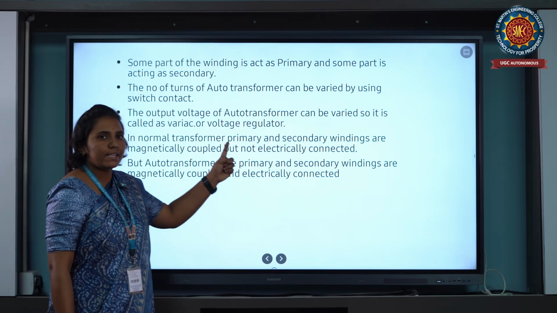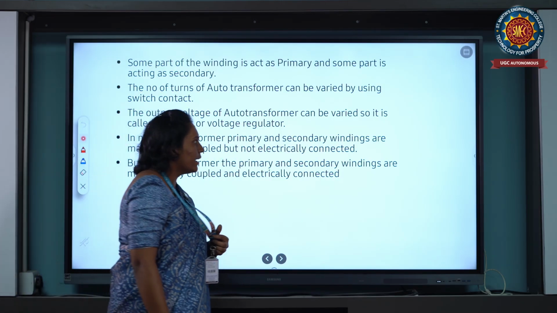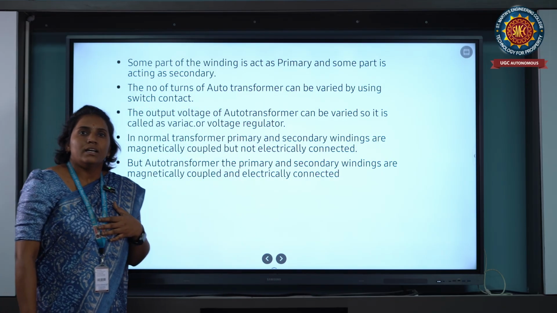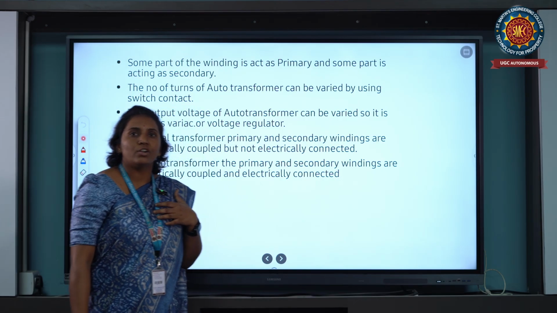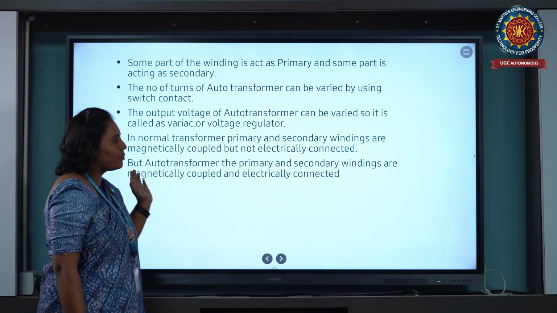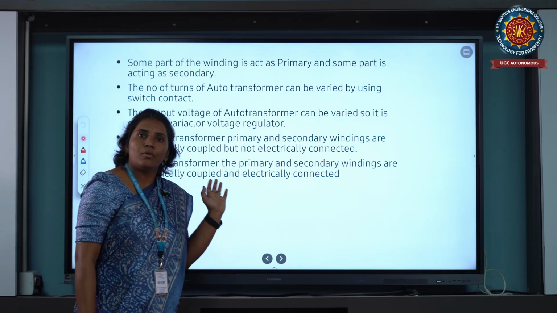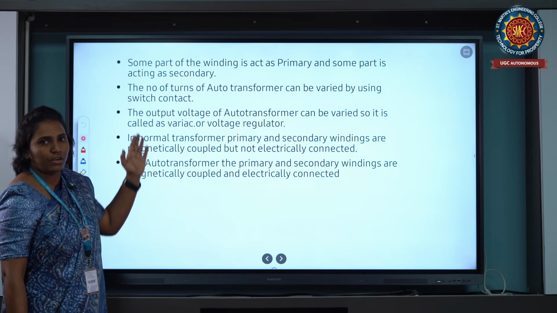Next, in a normal transformer, the primary and secondary windings are magnetically coupled but electrically isolated. Coming to the auto transformer, both primary and secondary windings are magnetically coupled and electrically connected.